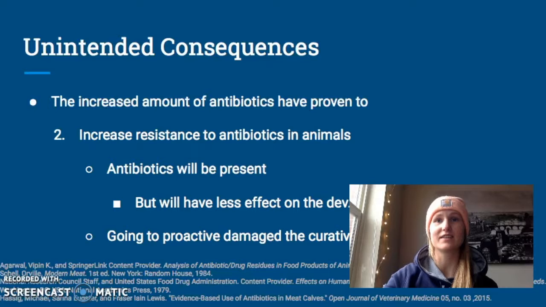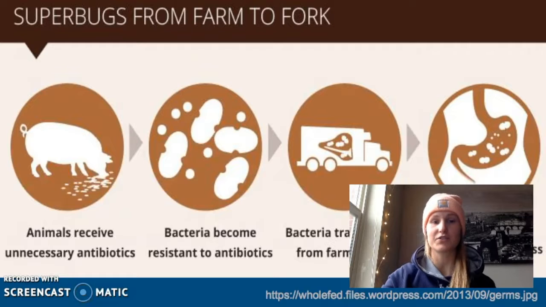Another side effect is that some animals over time have developed a resistance to some of these antibiotics. This is a huge issue as the antibiotics will still be prominent in the animal, and therefore in the meat as well, but have little to no effect on the actual development of diseases. Additionally, this excessive use of antibiotics has affected the possibility of the ex post use as well, therefore working against its initial purpose in more ways than one. Here's another illustration of how the superbugs from farm to fork work.